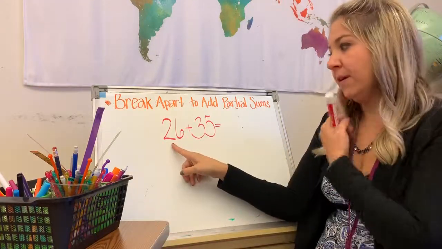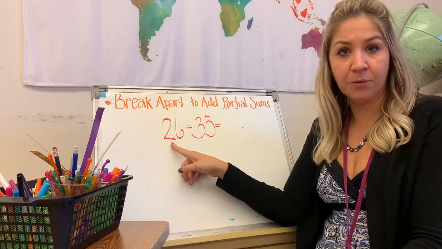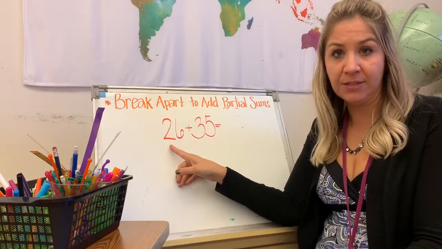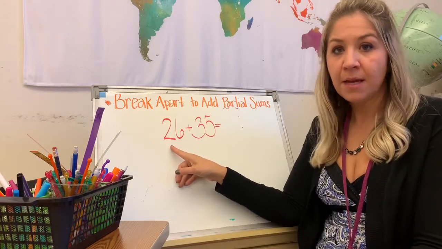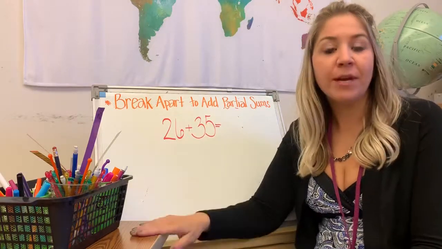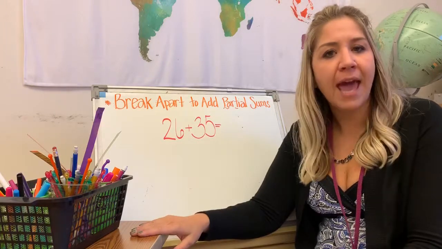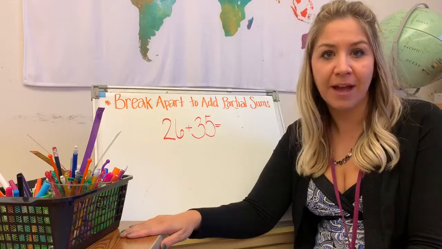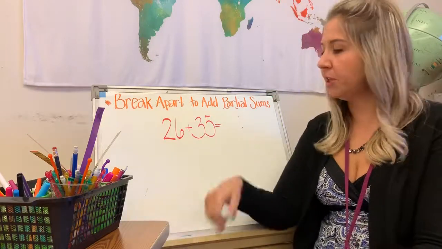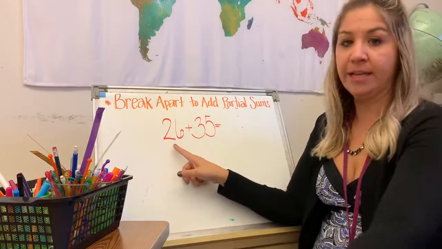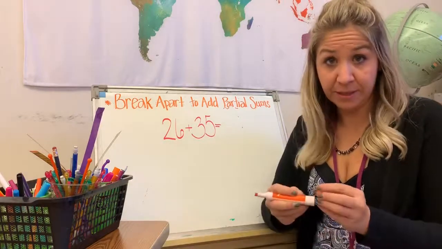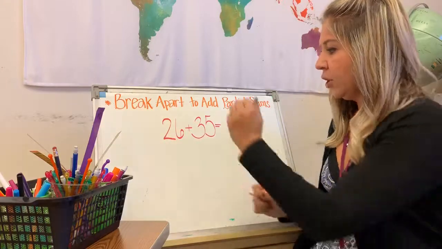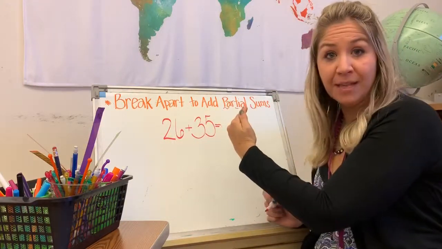I know that when I think of my add-in 26, I can break it into 10s and 1s. By doing this, it's going to help us find numbers that are easier to add. When we have numbers that are easier to add, it's a little bit easier to find the final sum. So let's try it. I know that 26 can be broken into 10s and 1s. Break apart the 10s, break apart the 1s.